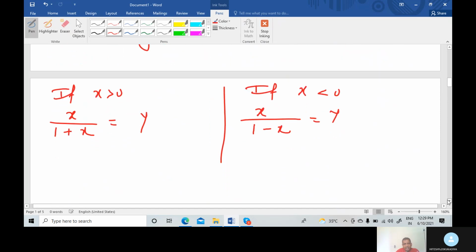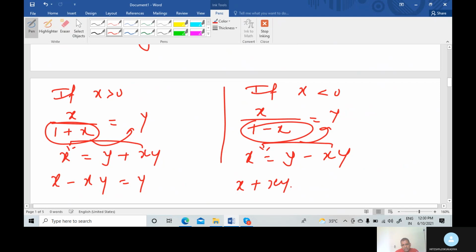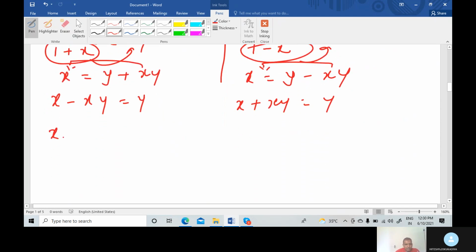Now we try simplifying and making x the subject. Now 1 plus x multiplied here, x equal to y plus xy. Again 1 minus x multiplied here, x equal to y minus xy. Okay, now xy take to the left side, so x minus xy equal to y. Again xy take to the left side, so x plus xy equal to y. Clear? Now x is common, so x(1 minus y) equal to y. And here again x common, x(1 plus y) equal to y.